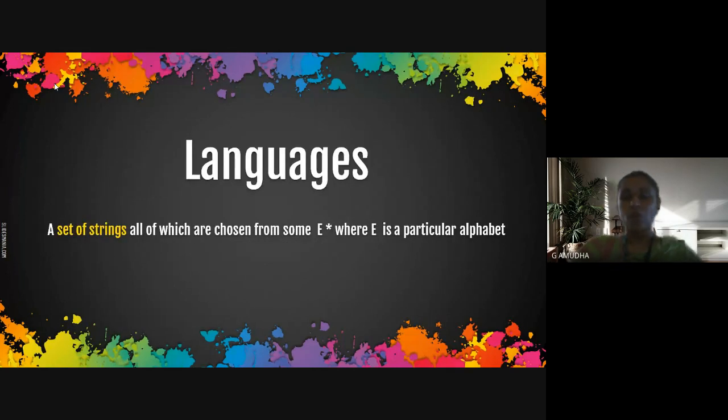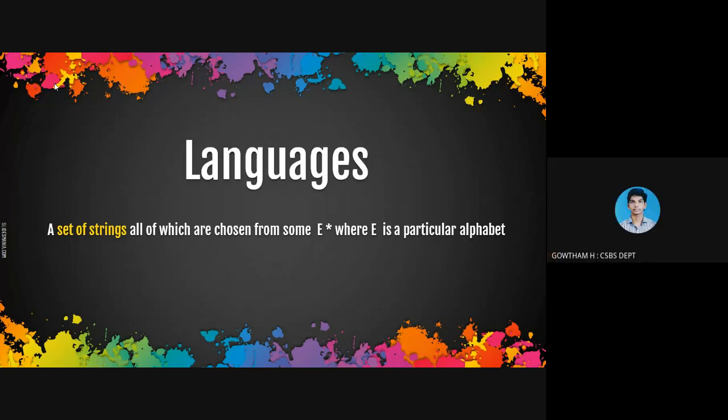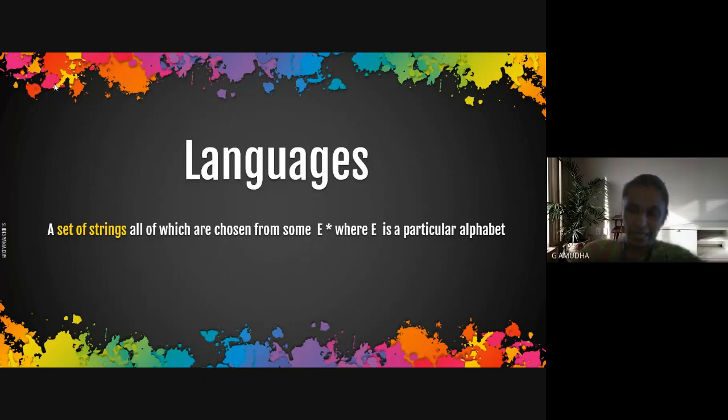Next, what are all the terms we have seen till now? Can any of you tell me? These are all the base for your automata theory. No one is listening to the class? String, empty string, alphabets, length of a string. Okay, so these are all the terms we have seen now.